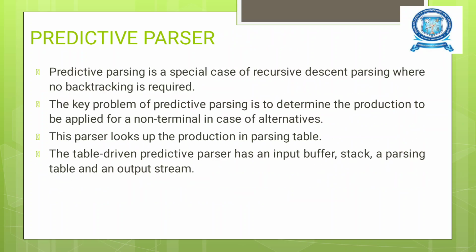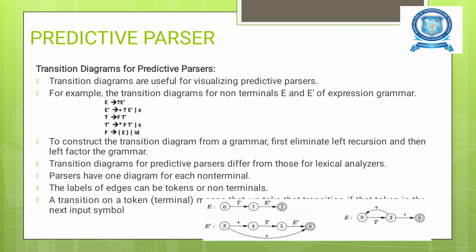Next we move to predictive parsers. It is a special case of recursive descent parsing where no backtracking is required. Predictive parsers do not support the backtracking concept. We will take first and follow, construct the predictive parsing table, and check string acceptance.